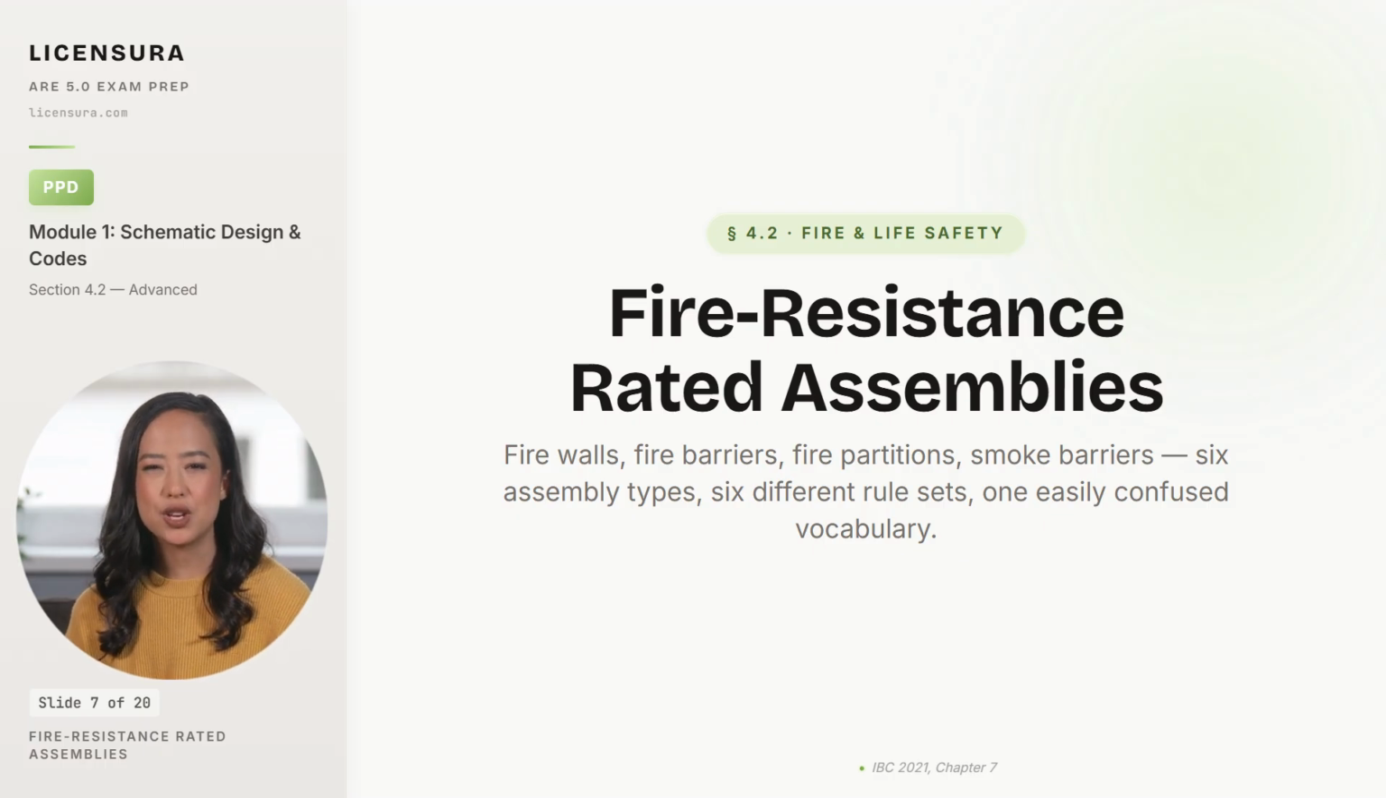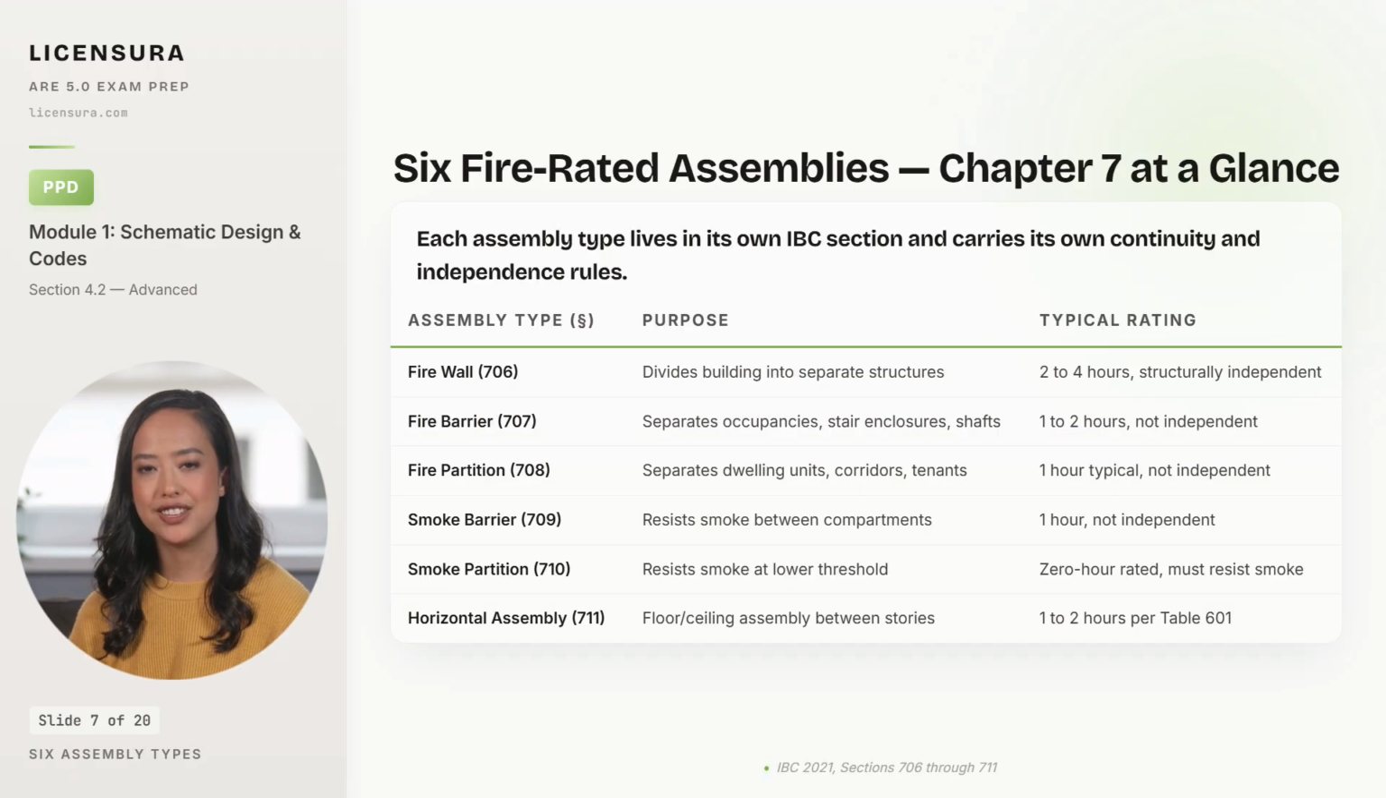The IBC codifies them in Chapter 7, section by section, and the exam writes a question every cycle that depends on knowing which one applies where. Confuse the terms, and you fail the exam question. In practice, the wrong assembly gets built, an occupant gets injured, and the firm gets sued for the call. The 6 assembly types fit on one table, and the table is the foundation for every fire-rated detail in the building. 6 rows, 6 different sections of Chapter 7.